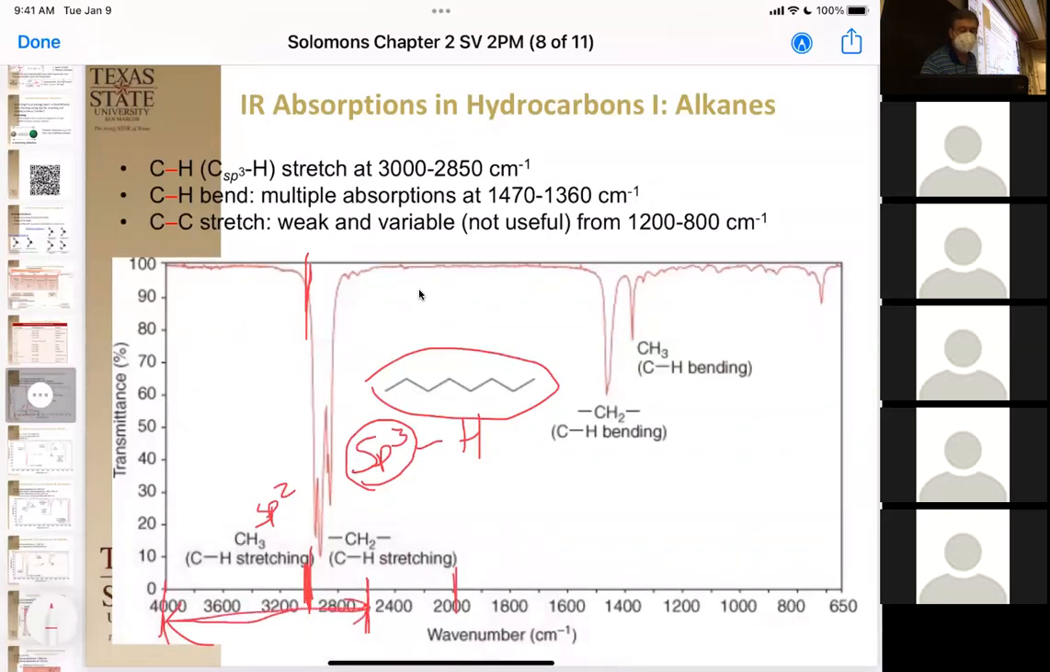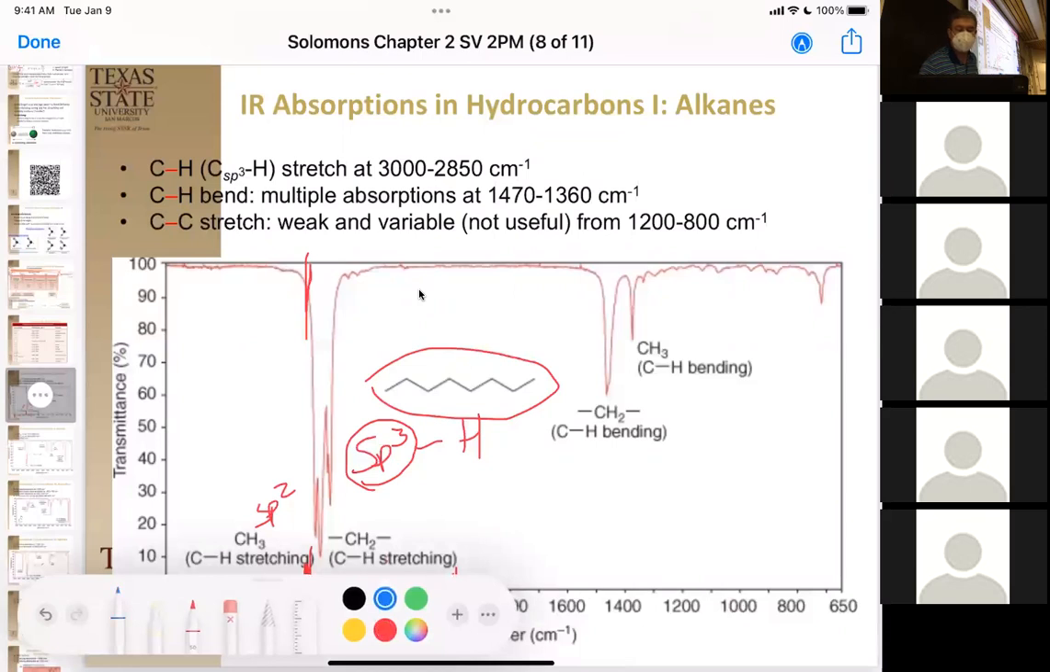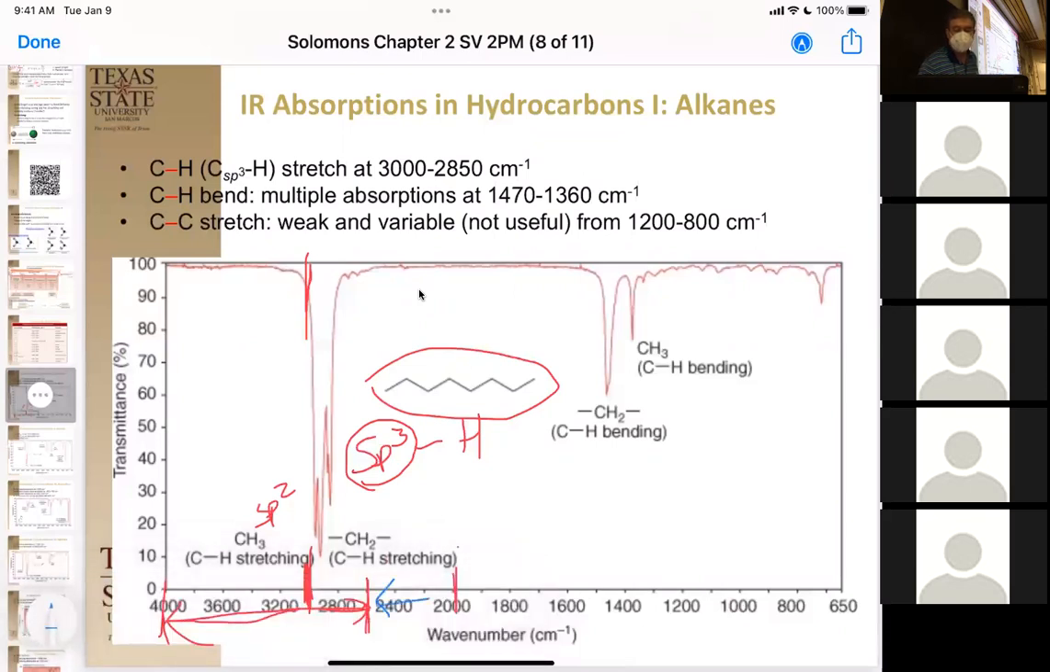Our first zone is 4000 to 2500. Our second zone is 2500 to 2000. In this zone, this is only C≡C and C≡N. And notice we don't have a peak here.